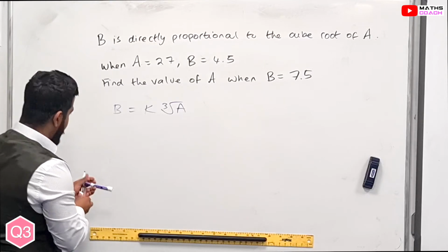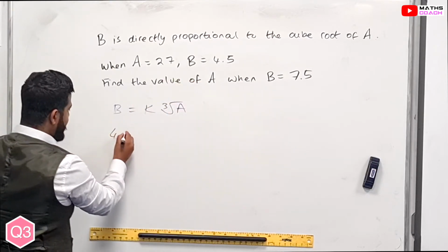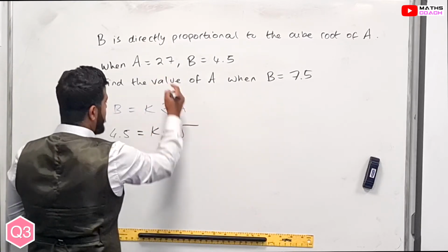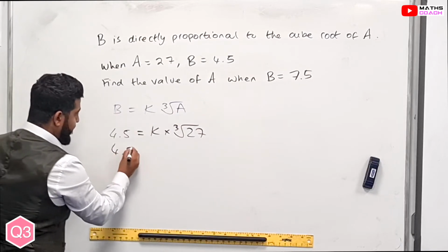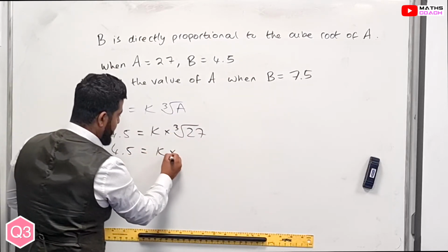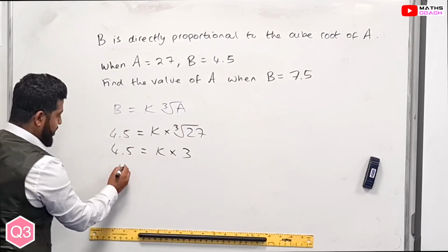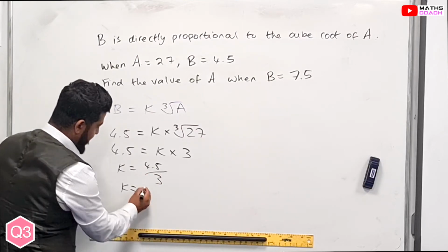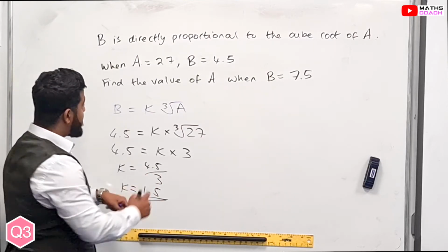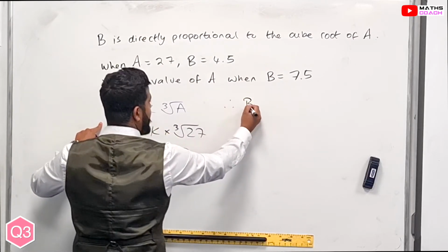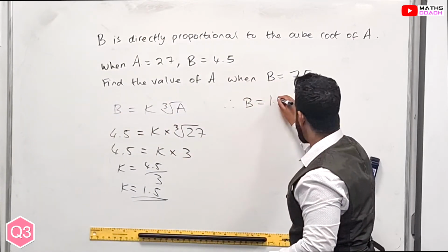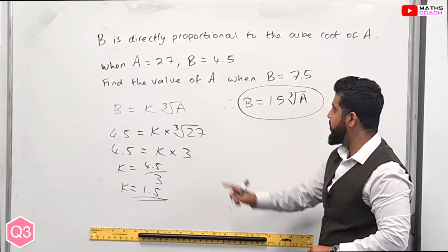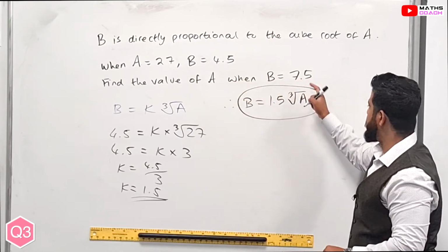So now I will find what K is using the information that they gave me in that second sentence there. So B is 4.5, K times the cube root of 27. 4.5 is equal to, we work this out, which is 3. So therefore K would be equal to 4.5 divided by 3. And we get our calculator, you could work this out in your head, K is equal to 1.5. Substitute it back in here, so therefore B is equal to, K is 1.5 times by the cube root of A. That's the formula that we'll be working on to find A when B is equal to 7.5.